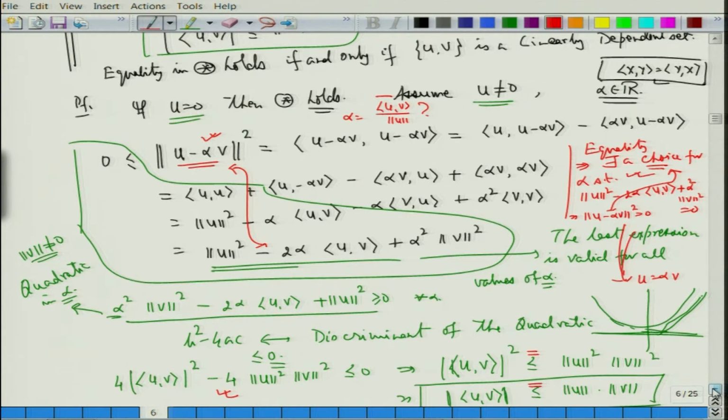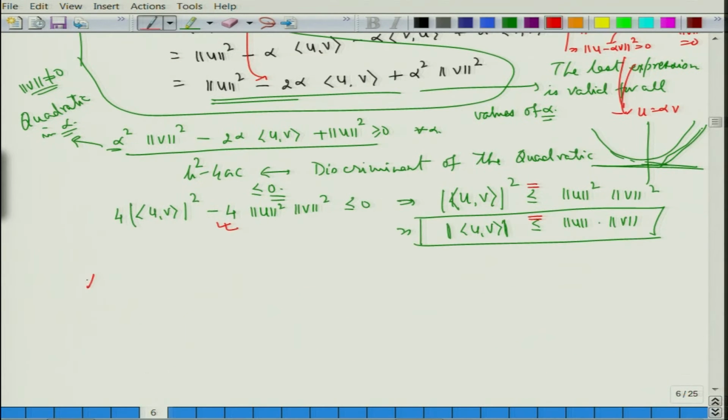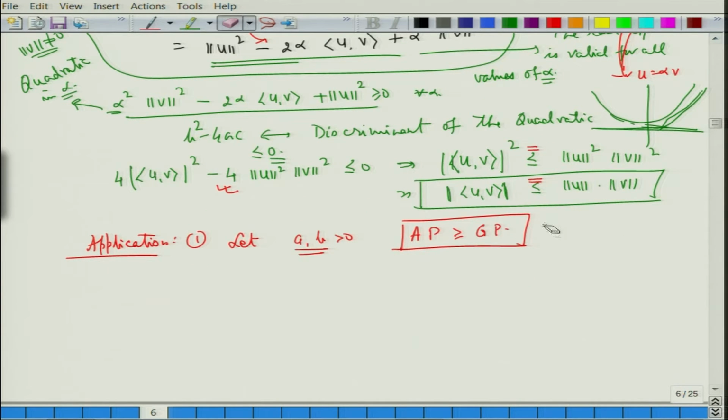Let us look at an application of this. Let a and b be two real numbers which are positive. We know the arithmetic and geometric progression inequality, AP is greater than or equal to GP. Can you use these ideas? Let us try to prove this. AP is greater than or equal to GP. I have assumed that a and b are positive.